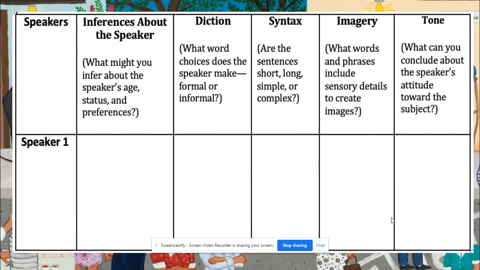So then we go to diction and the word choices the speaker makes. Is it formal language, kind of highbrow stuff, or is it real casual and informal? And you want to put a couple examples here of why you chose your choice here. Do they use words that have positive connotations or negative connotations, or just the facts?